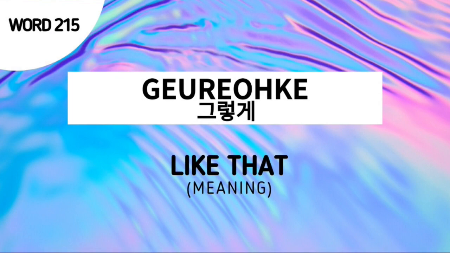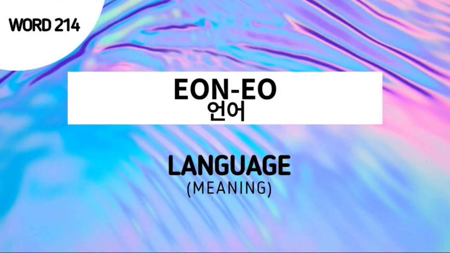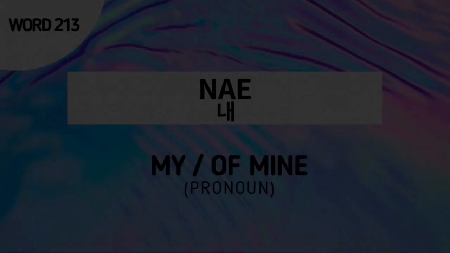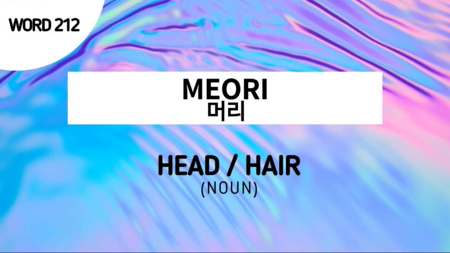Word number 214 is ono, and this is the Korean term for language. Word number 213 is ne, which means my or of mine. And then the last word for our review is word number 212, mori, and this means head or hair.